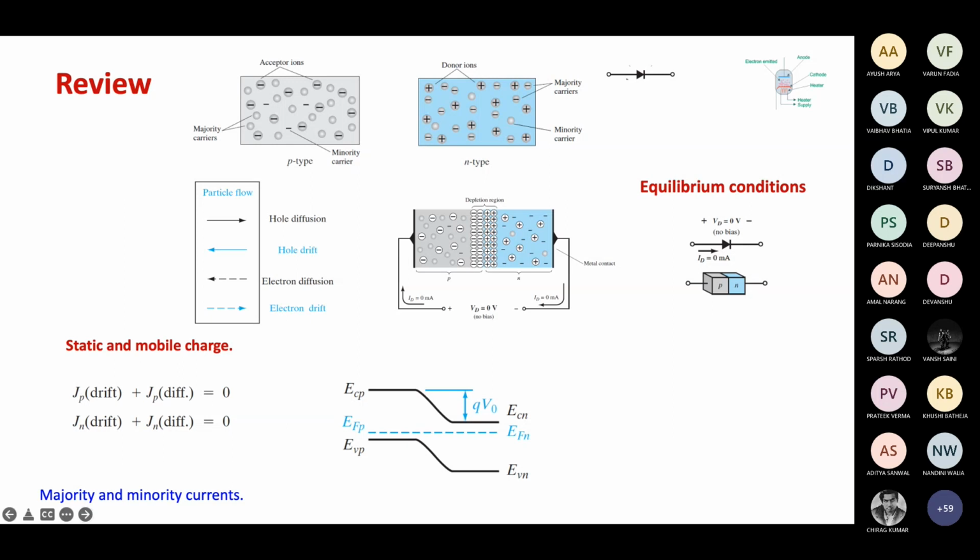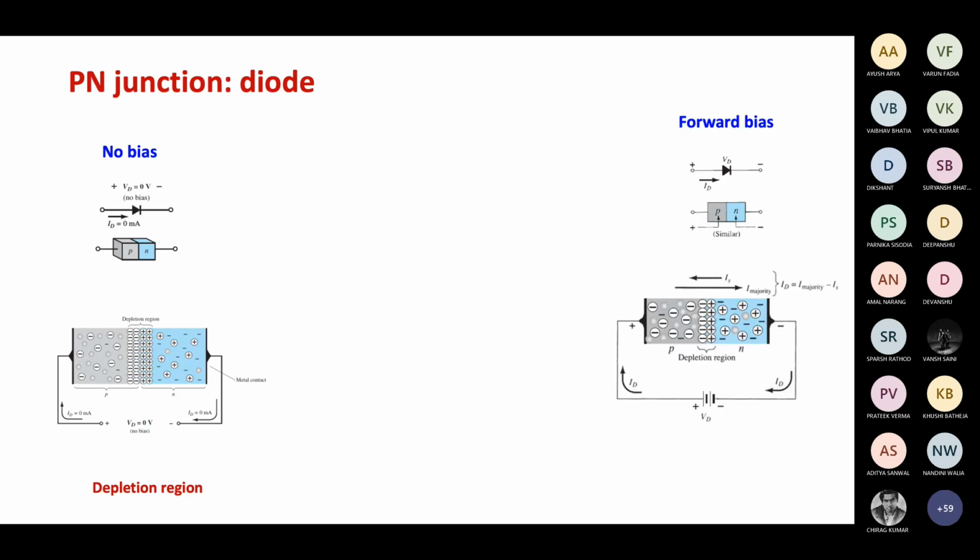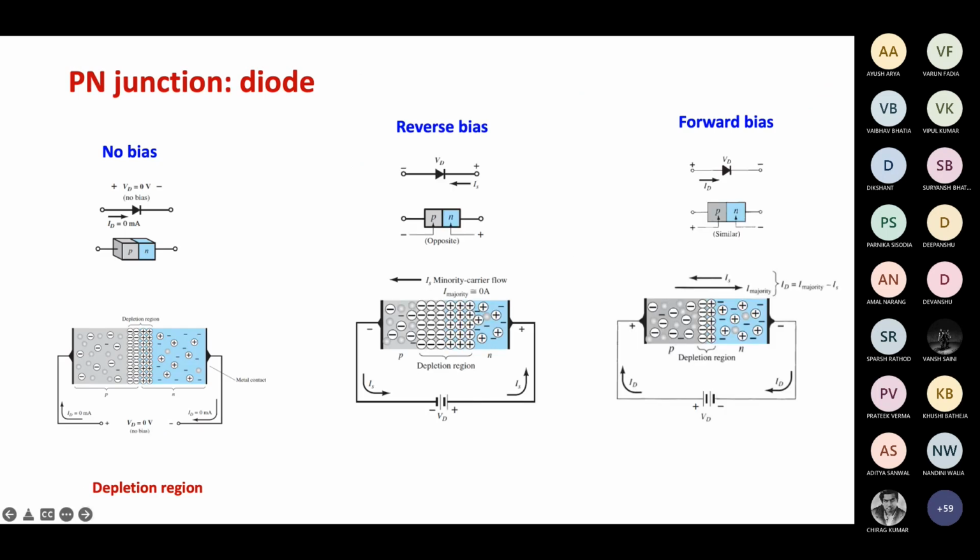I personally like Robert Pierre more, because that approaches things from more fundamentals, but that requires a bit of background. So maybe once you have gone through Streetman and Banerjee, then you can move on to Robert Pierre. Okay, so with this, let's go ahead.